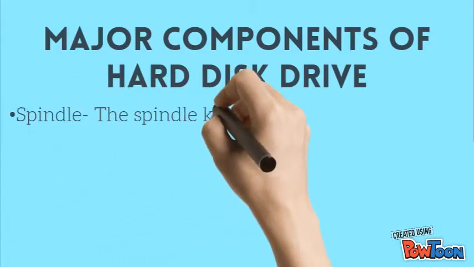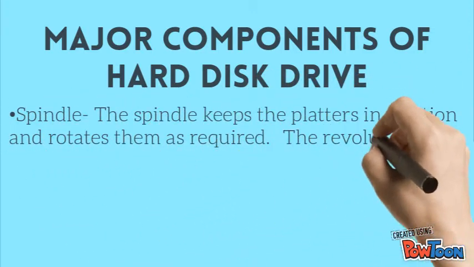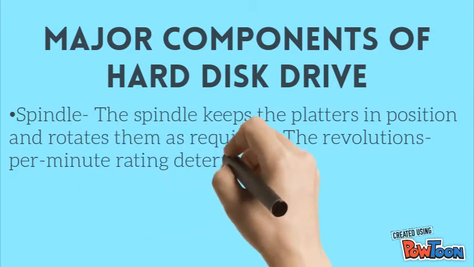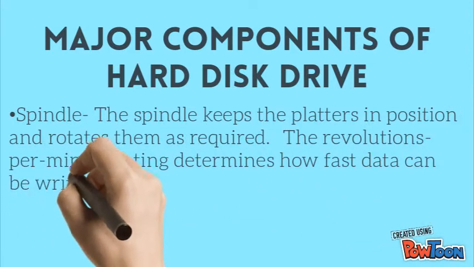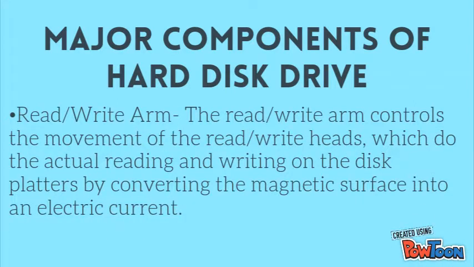Spindle. The spindle keeps the platters in position and rotates them as required. The revolutions per minute rating determines how fast data can be written to and read from the hard drive. Read/write arm. The read/write arm controls the movement of the read/write heads, which do the actual reading and writing on the disk platters by converting the magnetic surface into an electric current.